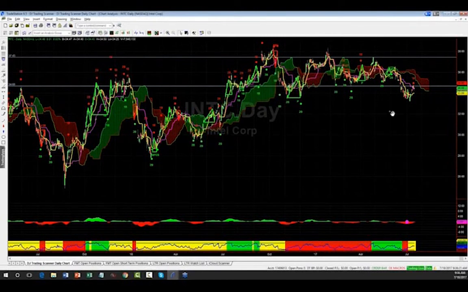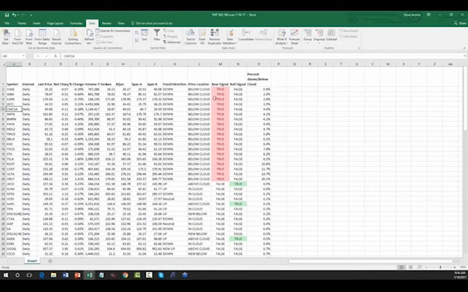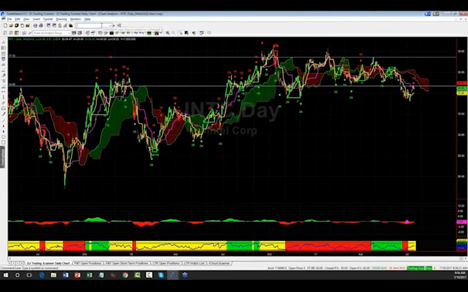But they don't have a very good chart right now. It is heading down. It broke out of this channel. There is a bit of a short trade, but it's not the best setup for me at this time. So, CMCSA.